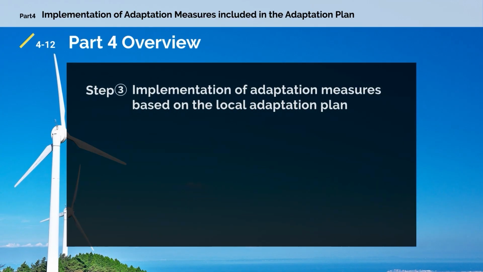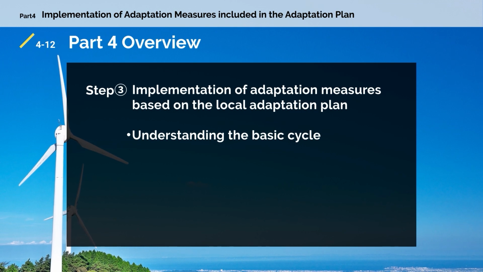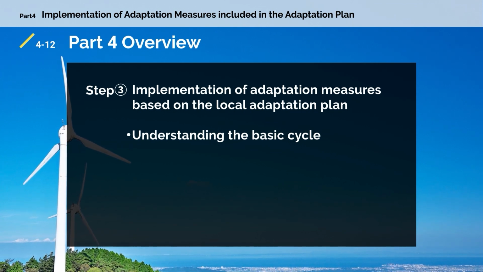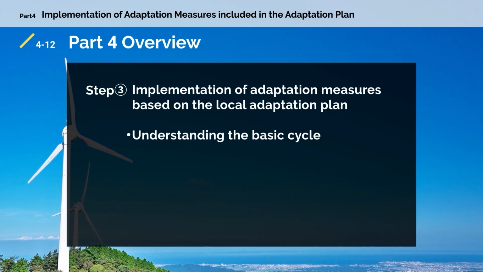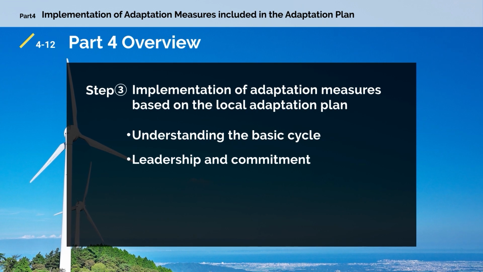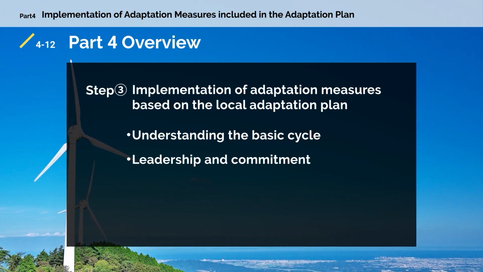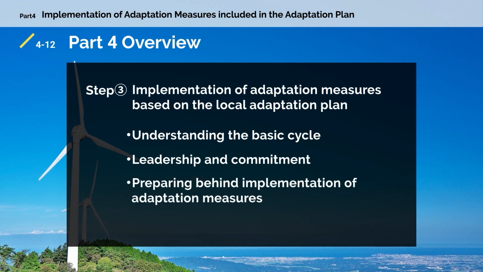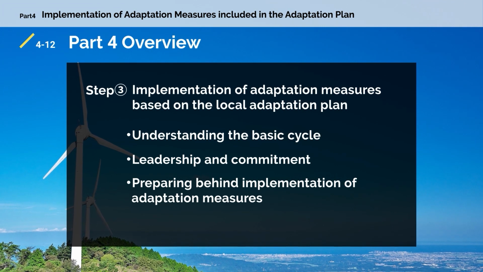Now, let's review the contents of Part 4. It is important that the implementation of adaptation measures included in local adaptation plans should proceed step by step, based on the basic cycle defined in the international standard. With this in mind, the core decision-making team will network with interested parties and adjacent local governments and communities. It is also crucial to document inputs and outputs and assess risks and opportunities to mobilize resources thoroughly.